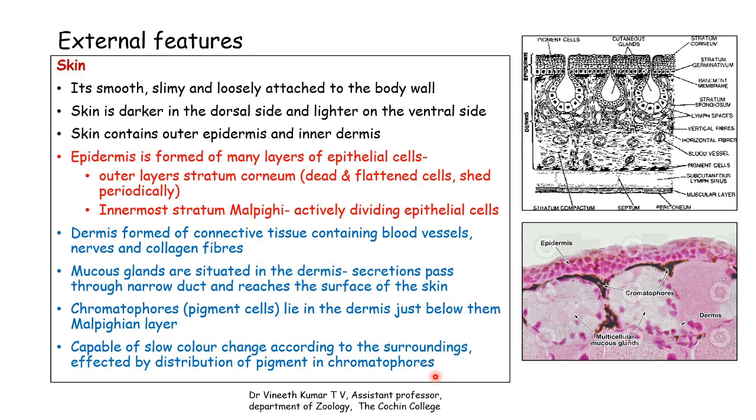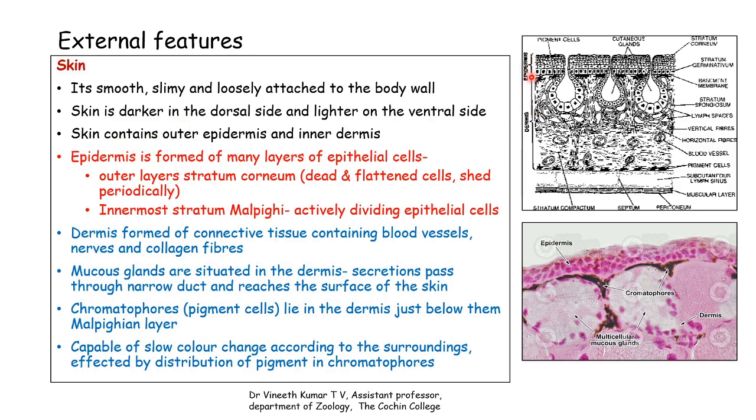Coming to the skin, that is also a feature that is discussed under the external features. The skin is smooth, slimy, and loosely attached to the body wall. Here you can see the diagrammatic cross section of the skin, and also the actual cross section of the skin. When you see the skin from outside, it is darker on the dorsal side and lighter on the ventral side. The skin contains two regions.